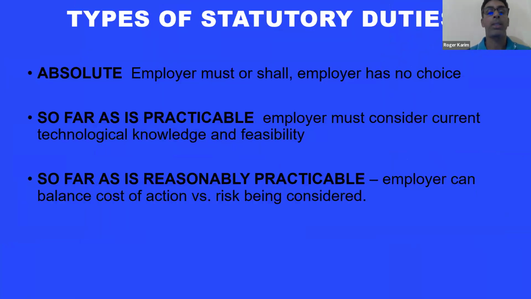Yeah. So types of statutory duties. If you read the legislation, there are absolute duties. So the employer must or shall. The employer has no choice. So when you see the word must or shall in any phrase, that's an absolute duty. So far as practicable, the employer must consider current technological knowledge and feasibility. And then we have this term again, so far as reasonably practicable. And what that means now is the employer can balance the cost of action versus the risk being considered.